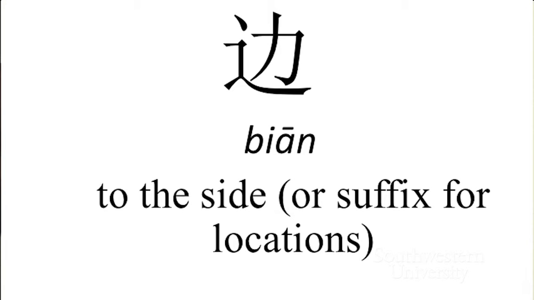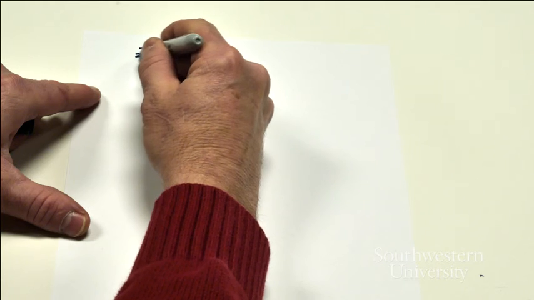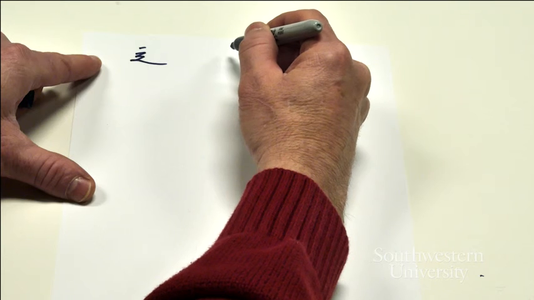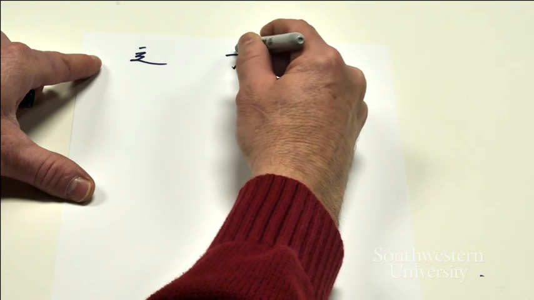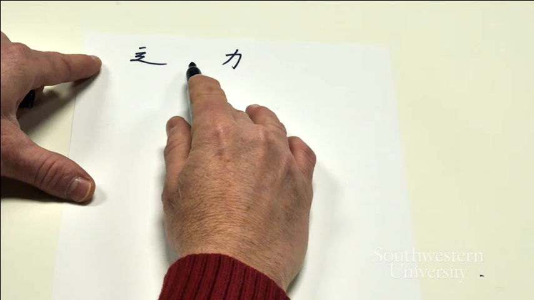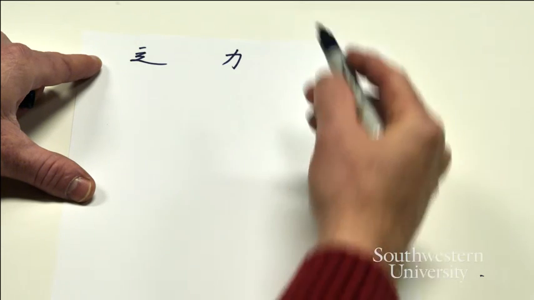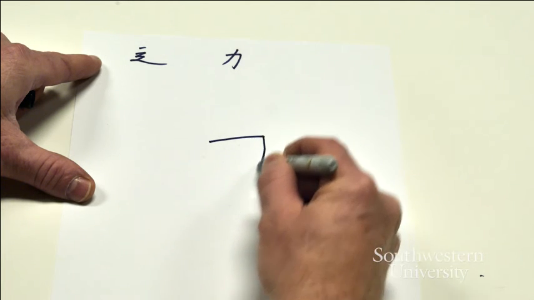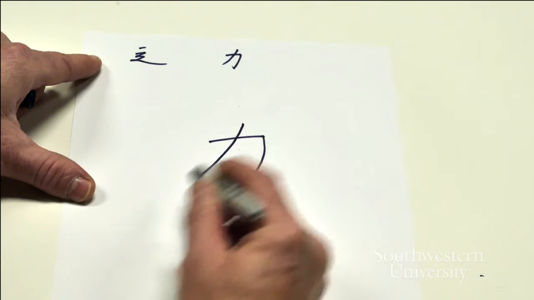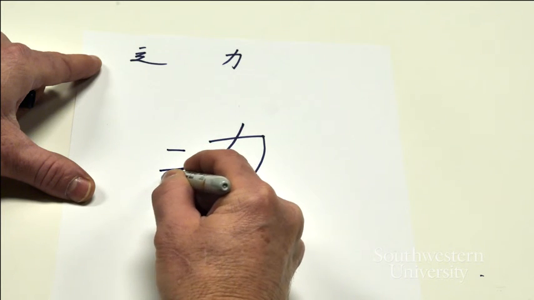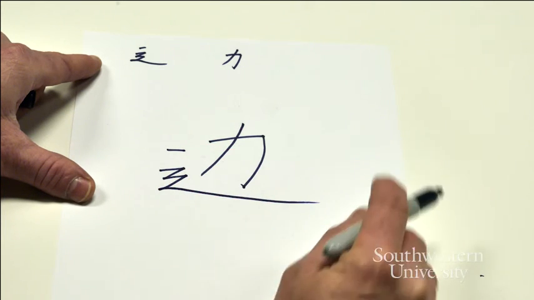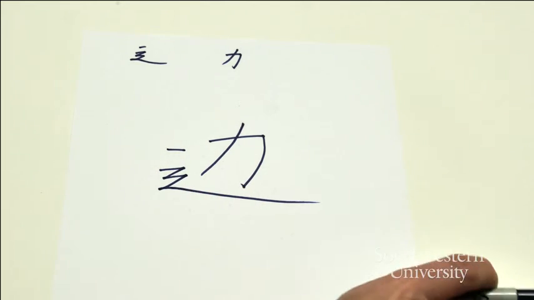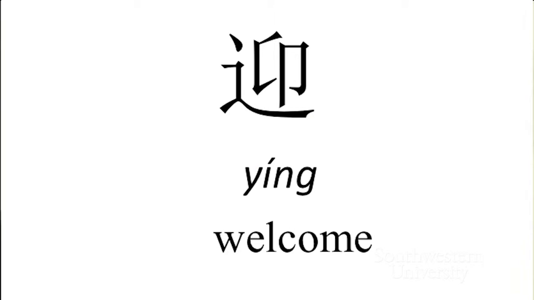Bien, we have two familiar components again. We have the zhou pong, the moving radical, walking radical, and also li, strength or effort. This is a substitute for a much longer set of components for traditional characters. Bien, indicating to the side because you have the indicator of motion.